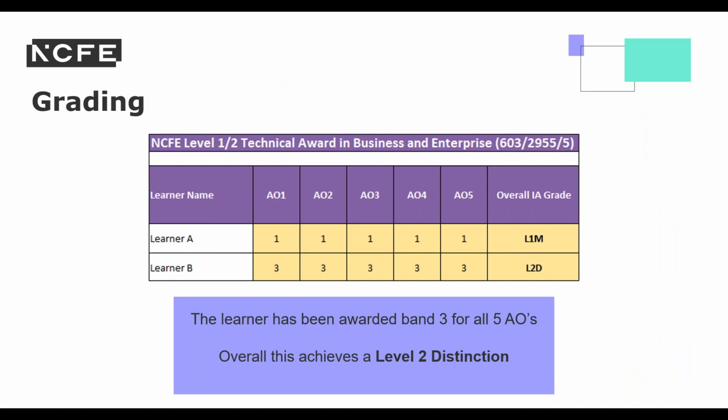The learner has achieved band 3 for each of the assessment objectives that we've looked at today. So overall, the project is detailed, it's accurate, it's logical and it's considered. The learner has achieved a level 2 distinction. The learner has shown that they can recall and apply thorough business and enterprise technical skills and knowledge. This is a strong submission.